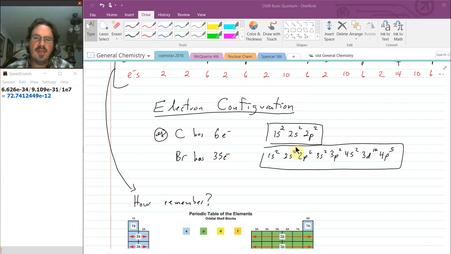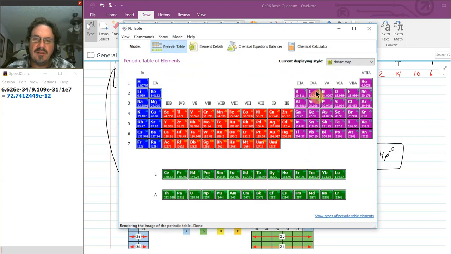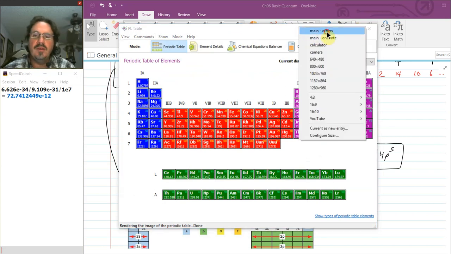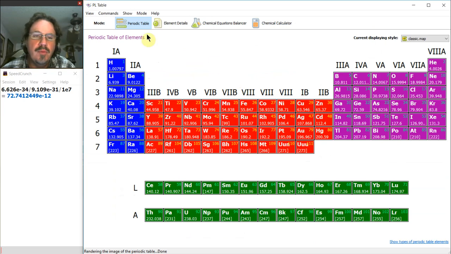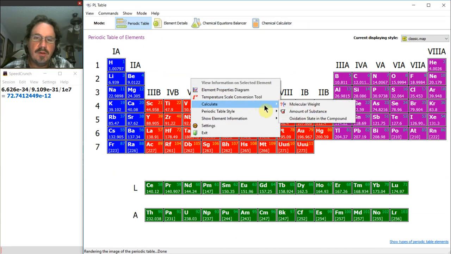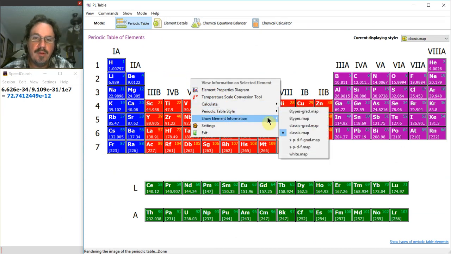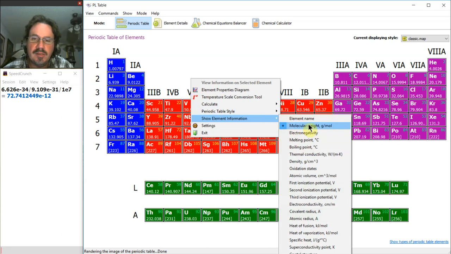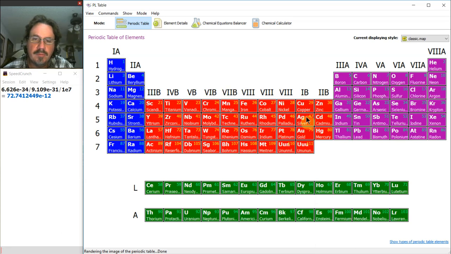If I pull up the periodic table, here's carbon right there. Again, it's number 6. Actually, I don't have the number showing. I think I could probably do that fairly easily. Maybe show element. Element name. There it's showing up. So carbon is number 6. Just counting through it, which means again 6 protons, 6 electrons.